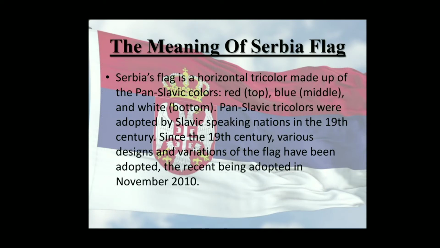The meanings of the Serbian flag. Serbia's flag is a horizontal tricolor made up of the Pan-Slavic colors: red on the top, blue in the middle, and white on the bottom. Pan-Slavic tricolors were adopted by Slavic-speaking nations in the 19th century.